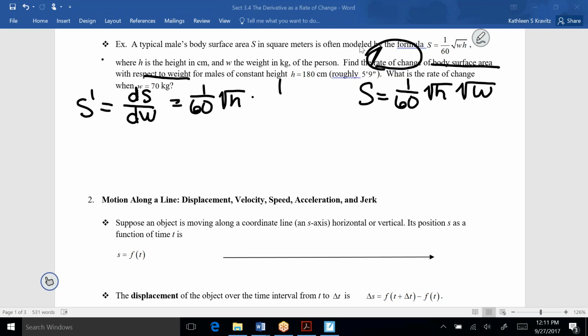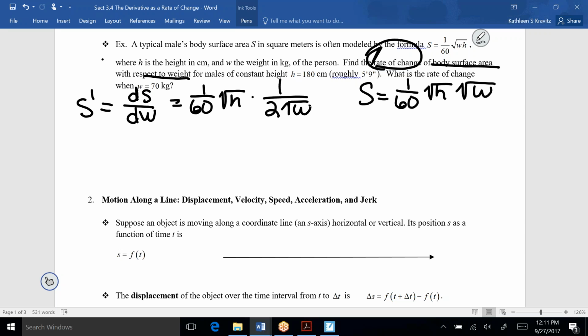How did that happen? Okay, so 1 over, yeah, 2 square root of w. All right, so that's our derivative. All right, so what else do we have to consider?